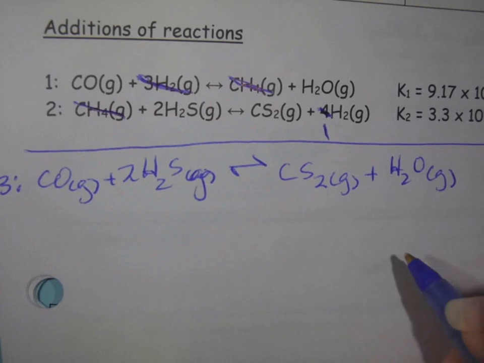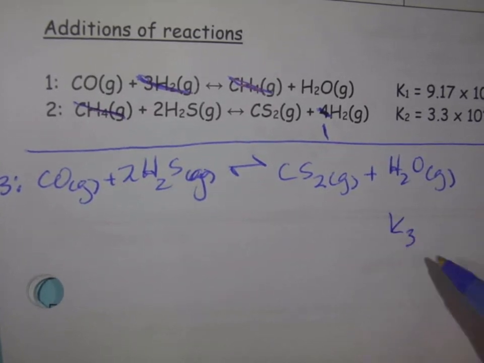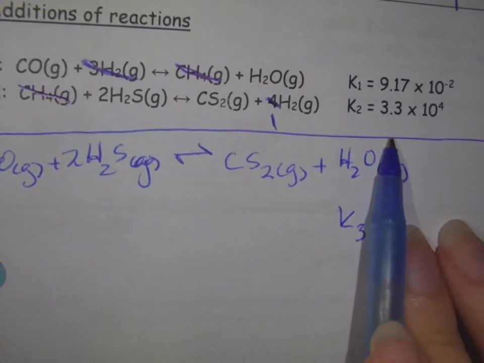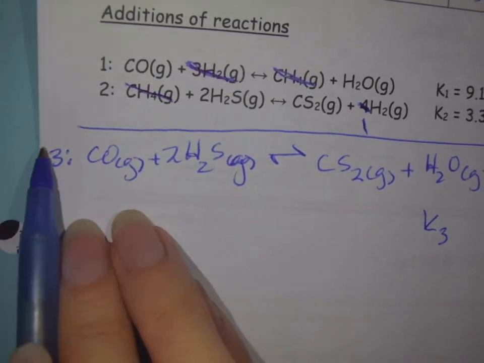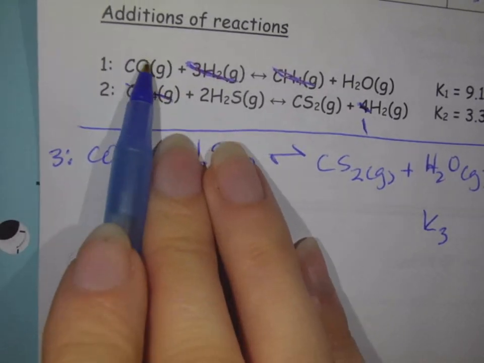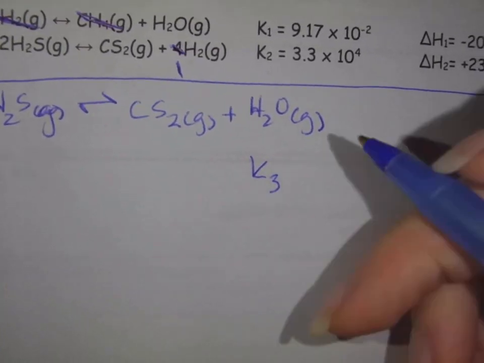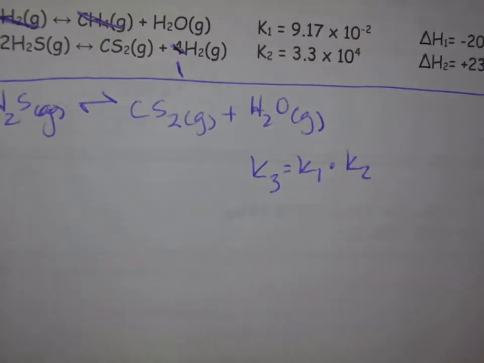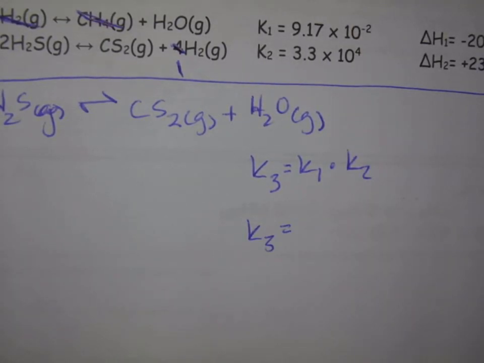Well, what if I want to solve for my K3? I know what my value is for K1. I know what my value is for K2. But how do I figure out what this K3 is? Well, when you add reactions together, the K values multiply. So this would be K1 multiplied by K2. And so K3 would equal these guys multiplied together.